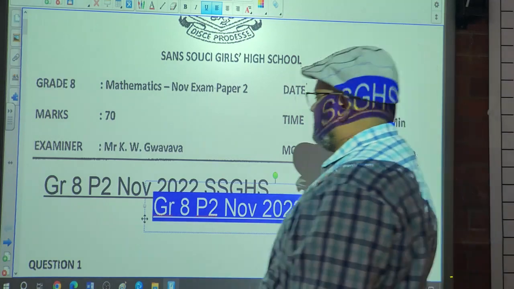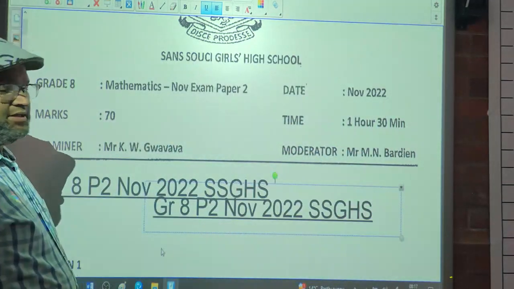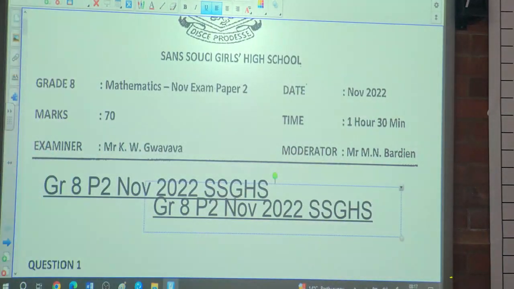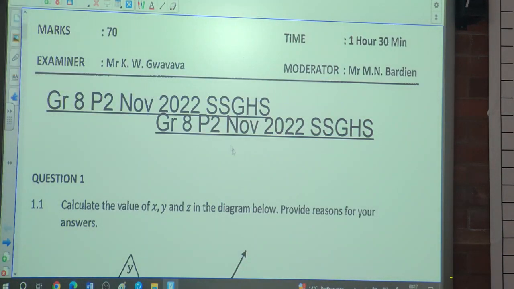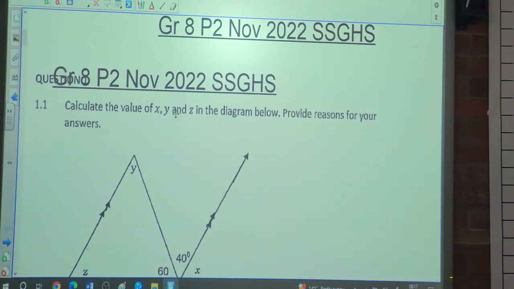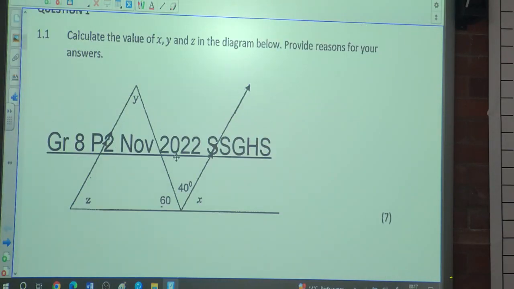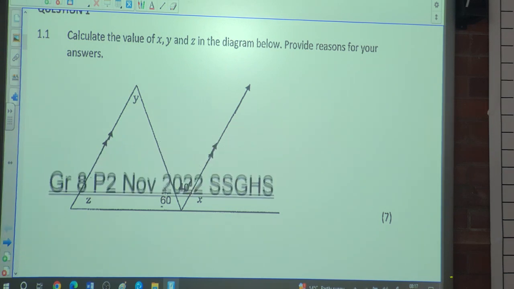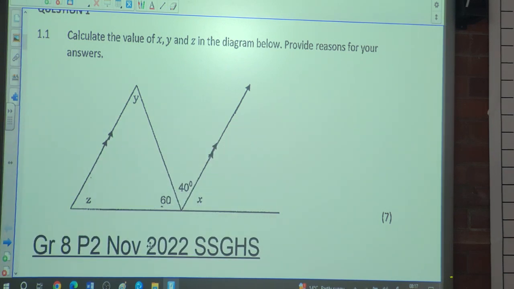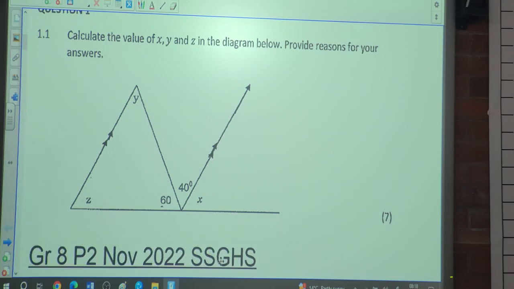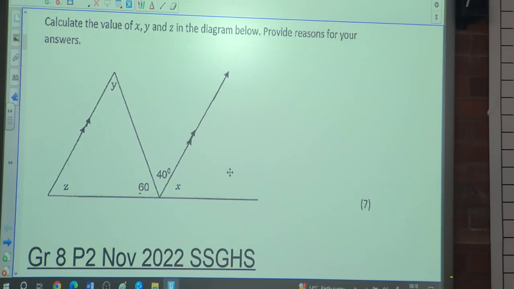So at this point you guys have completed the paper. So we're just going through the explanation here. Okay, so in question 1 we are told to calculate the value of x, y and z in the diagram below. Provide the reasons for your answers.